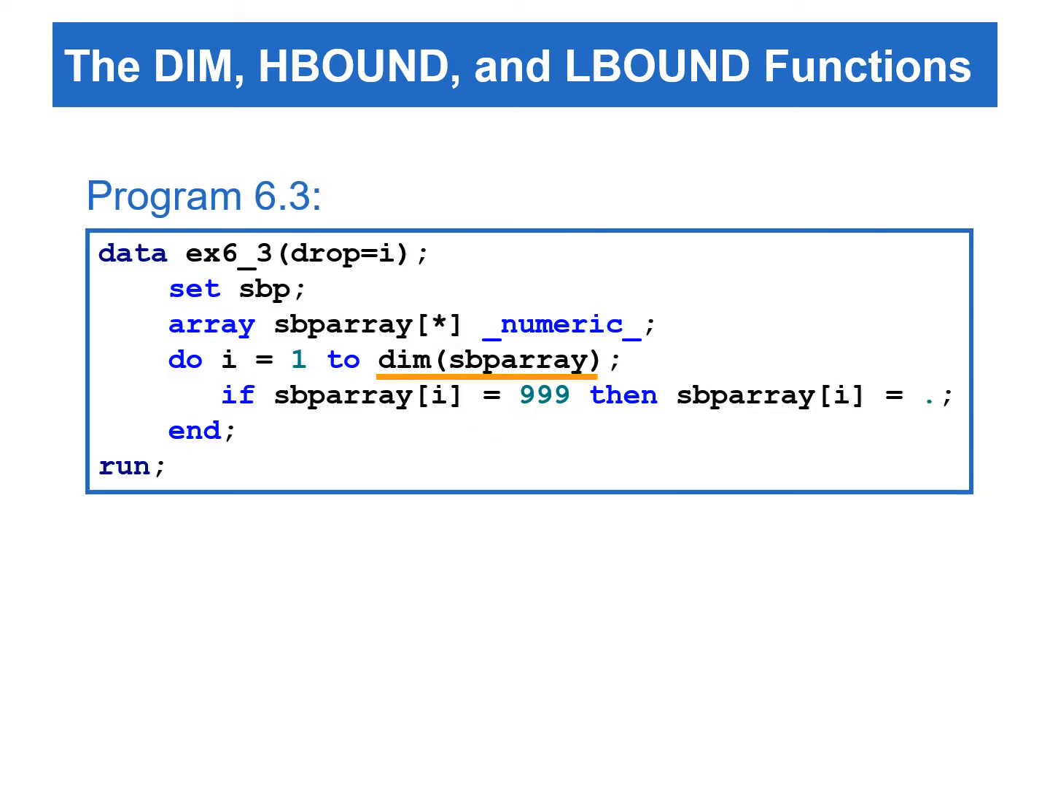Program 6.3 uses the dim function to return the number of elements in SBP array. Instead of using the dim function, we can also use the HBOUND function to return the upper bound of SBP array, which is 6.